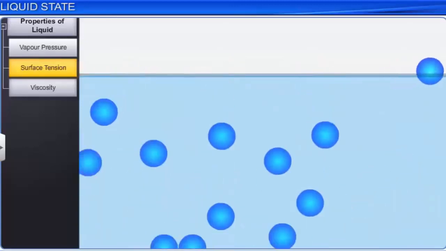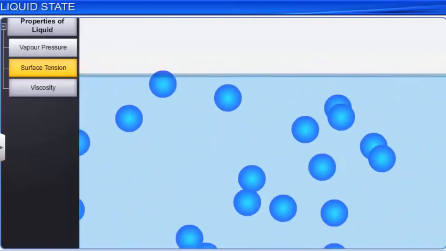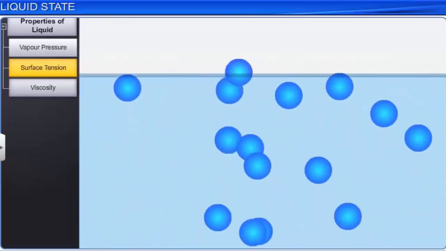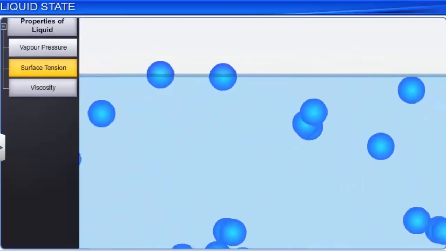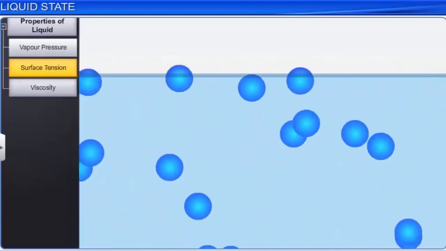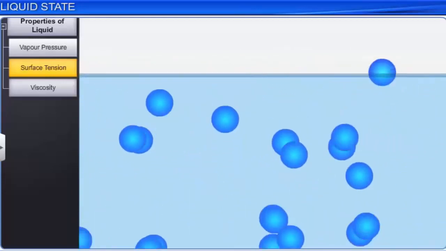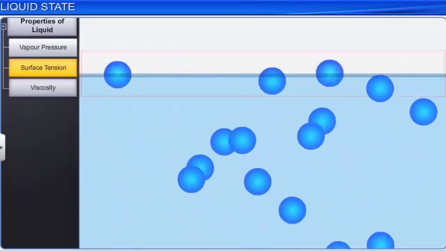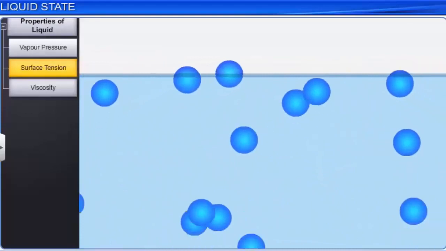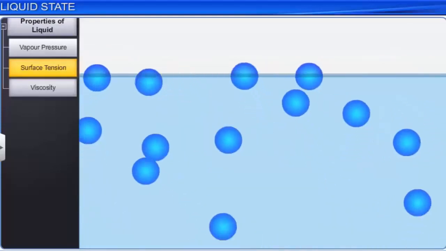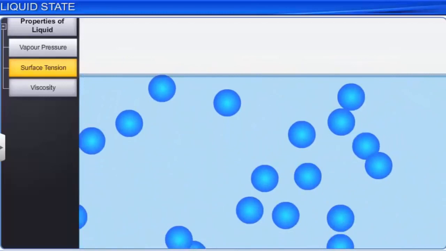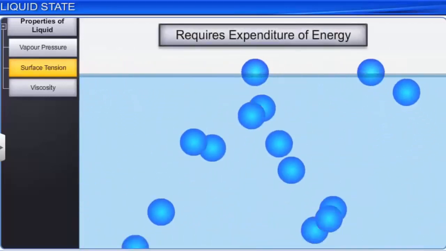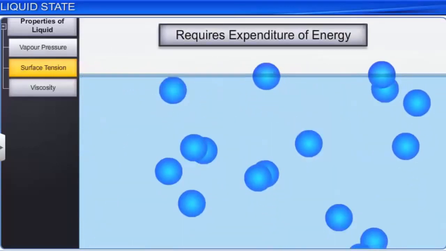The liquid surface is therefore under tension and tends to contract to the smallest possible area in order to have the minimum number of molecules at the surface. The attractive forces have to be overcome in bringing the molecules from the bulk to increase the surface of the liquid. This requires expenditure of energy. The energy required to increase the surface area of the liquid by one unit is defined as the surface energy.